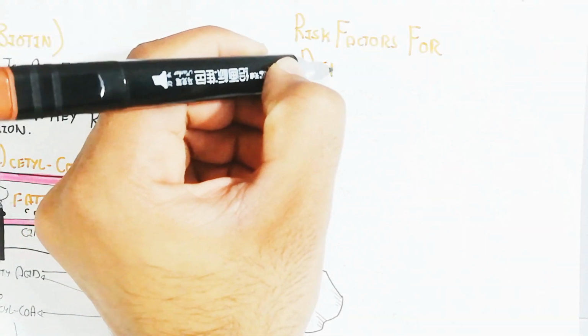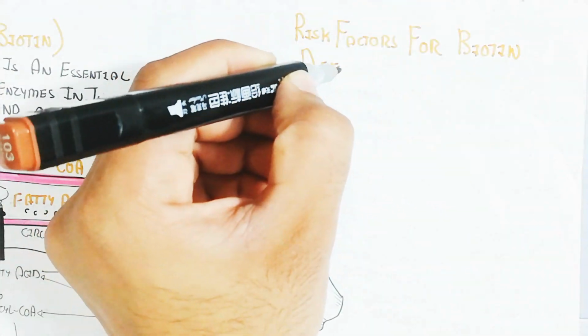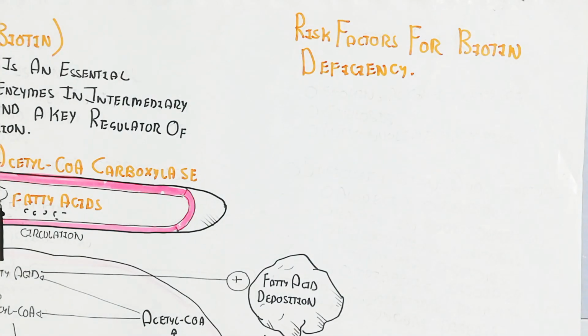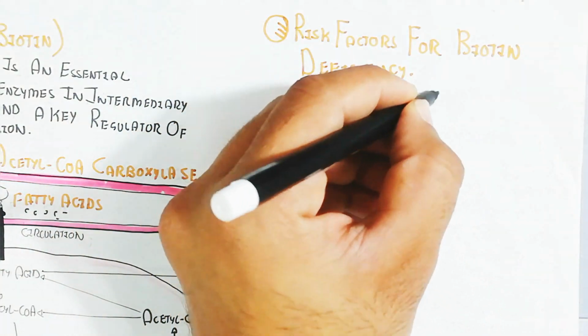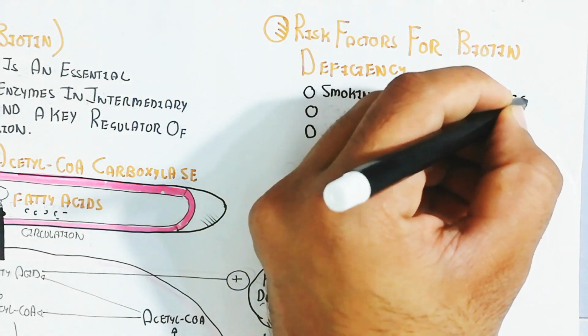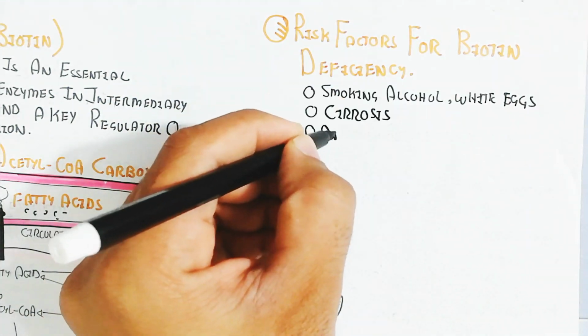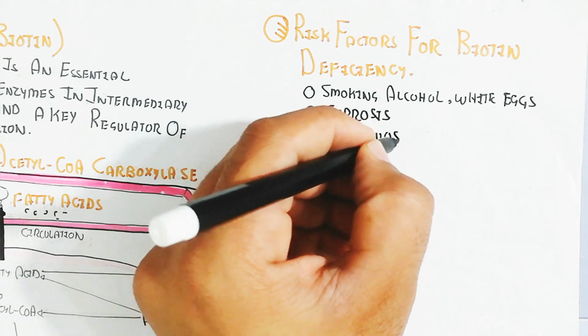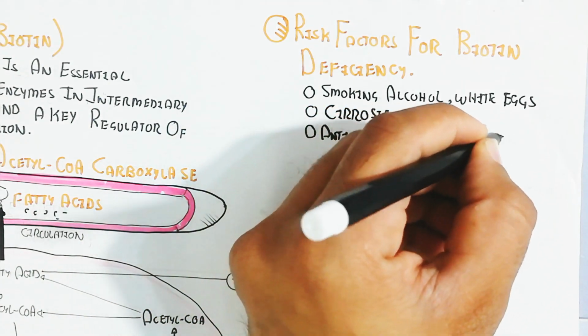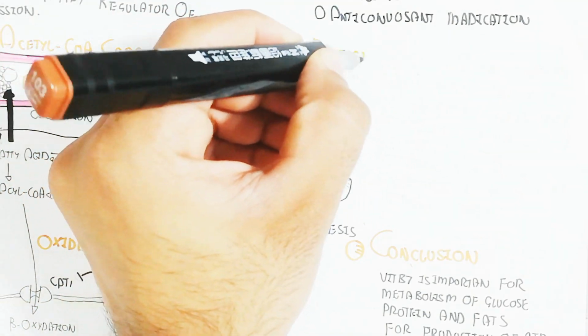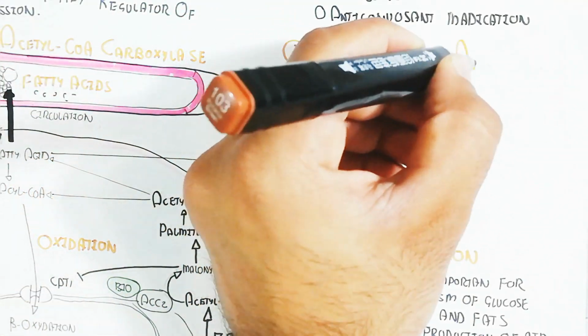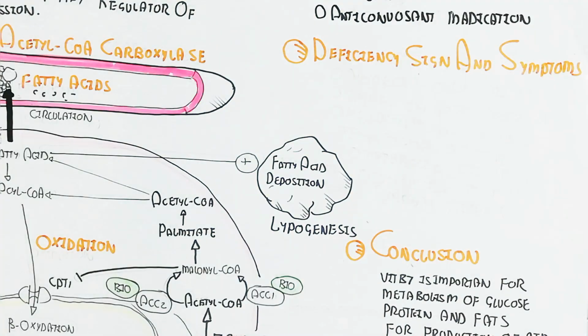So the risk factors for biotin deficiency are smoking, alcoholism, prolonged consumption of raw egg white, cirrhosis of the liver, and anticonvulsant medication, and we will also understand the deficiency signs and symptoms. But remember, anticonvulsant medication is also a risk factor for biotin deficiency. Let's understand the deficiency signs and symptoms.